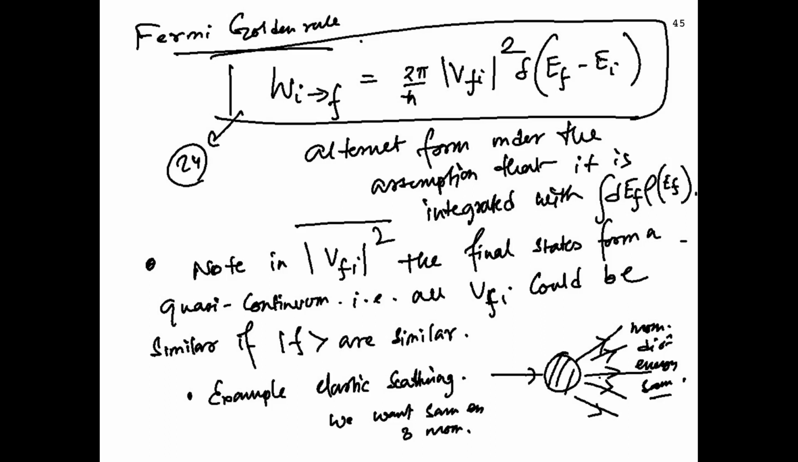So this is an alternate form of the Fermi Golden Rule. You will find in some other books, where the integral is already done with this dE_f ρ(E_f), that sometimes the Fermi Golden Rule is written in this form. So it is basically the same thing. It gives the rate of transition in terms of probability amplitudes for the system to go from i to f. Now, as I said before, in the |B_fi|² average, the final states form a quasi-continuum, and the B_fi will be similar to each other if the states are similar.